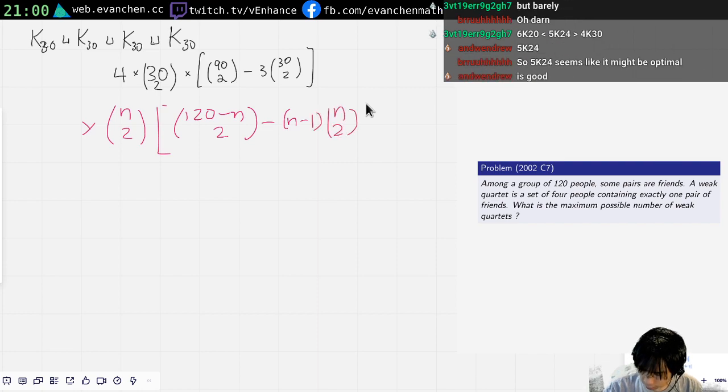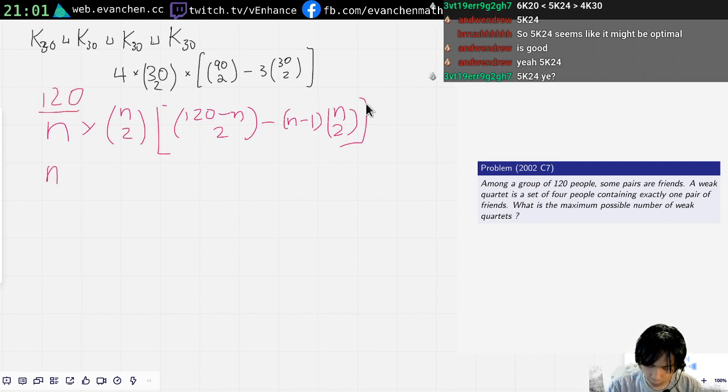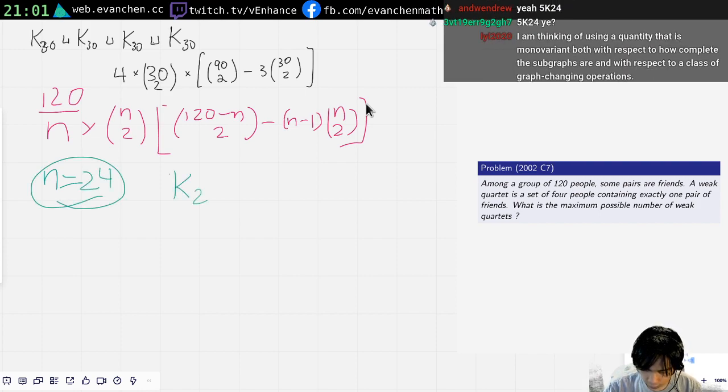Yeah, this is the general situation. If you guys are telling me that n equals 24 is optimal, I'll take your word for it, because maybe it's not so interesting for me to bash numbers on the stream. So let's say that n equals 24 is actually the best one. And that means you have K24.